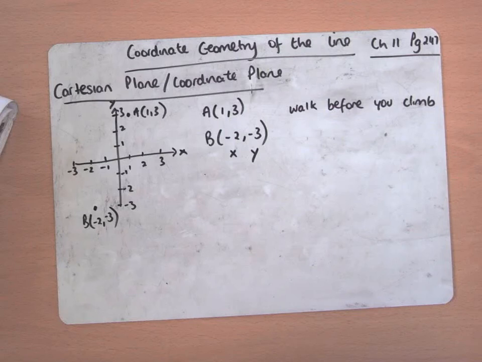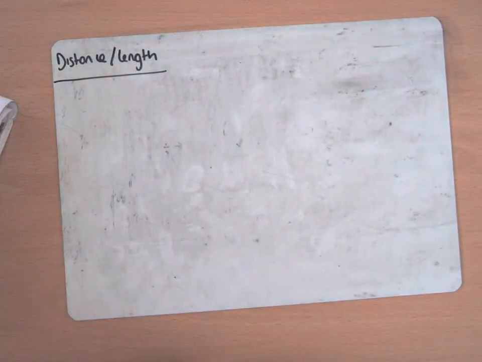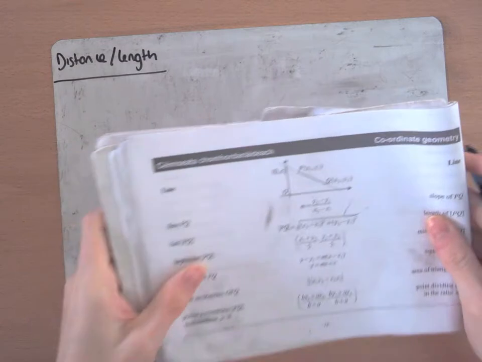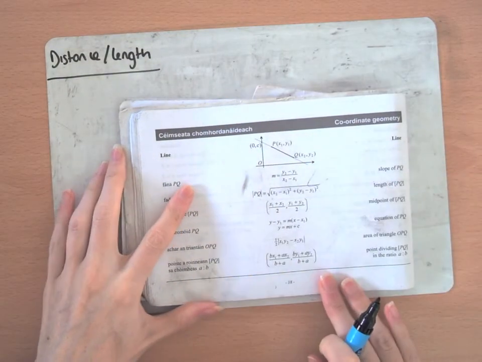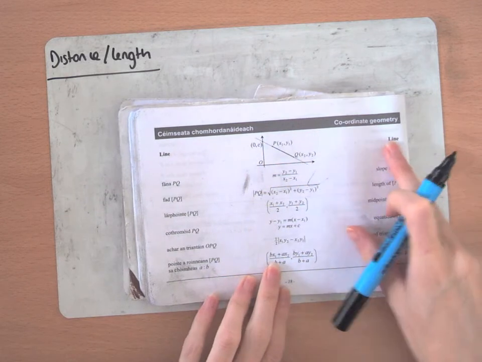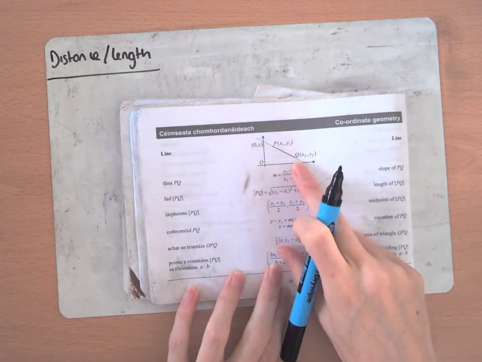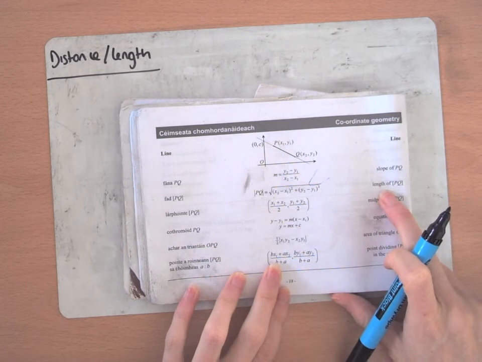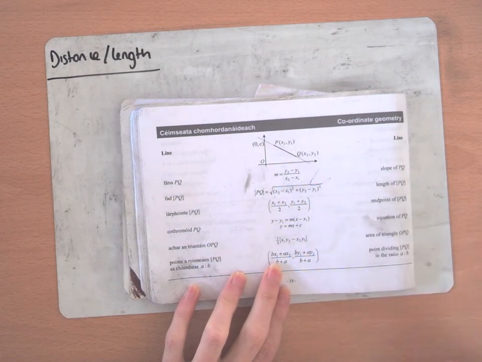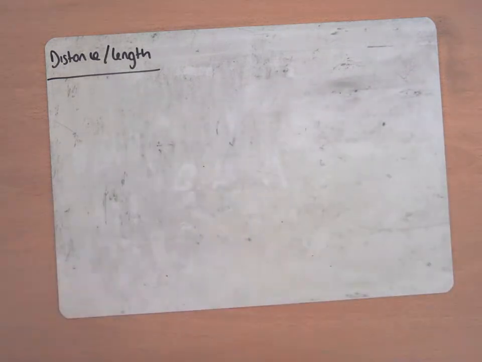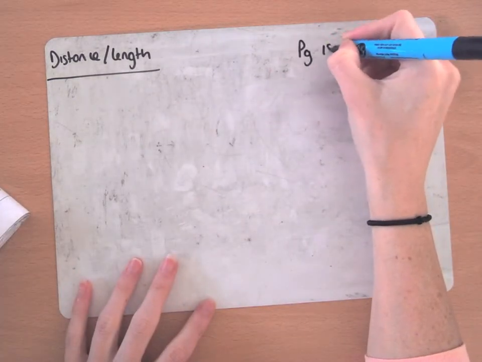Okay, can I get rid of the board? So the next thing we're doing, and I'm pretty sure you've done it before, is distance or length. There's a formula for this, the distance between 2 points, or the length of a line segment. Your formulas are all given to you here, girls. These are your log tables. We're on page 18, and you can see my line, with a point P and Q, slope, length, so length is the same as distance, midpoint, equation. So, page 18 of your log tables.